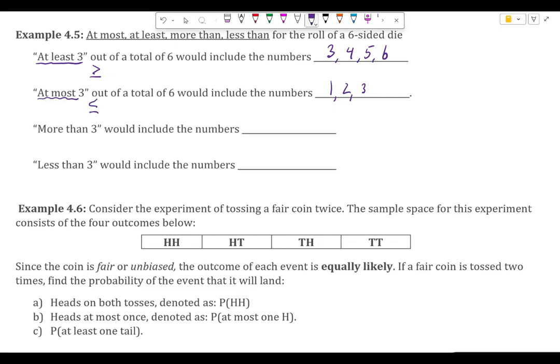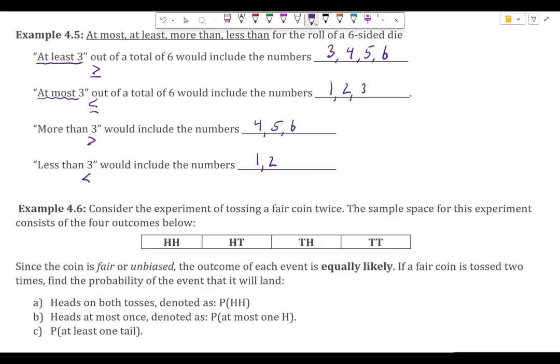The next phrase says more than 3 would include the number. So more than 3 means that the outcomes have to be larger than 3. So 4, 5, and 6. This would be like the greater than symbol. And less than 3 would be all of the values that have to be less than 3, so not including 3. So this would be 1 and 2, and this would be the symbol for less than. So you'll notice for the first two, at least and at most, they are the inclusive endpoints, and for more than and less than, they are excluding the endpoints.